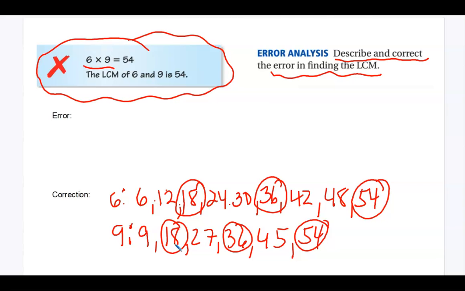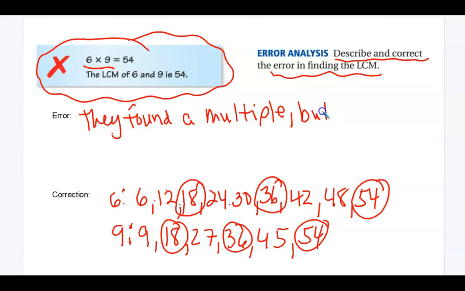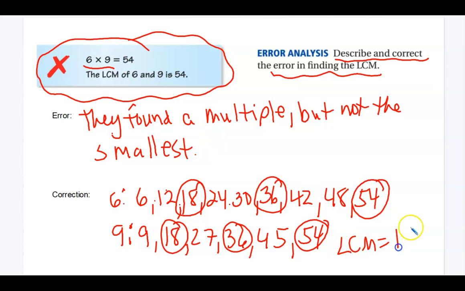So the person had the right idea. You definitely can multiply the 2 numbers together to get a multiple. But the least common is 18. So I would say they found a multiple, but not the least, right? But not the smallest. They found a multiple, but not the smallest. That's the error that they made. And then to correct it, I write that the LCM equals 18. That's how you describe and correct the error.